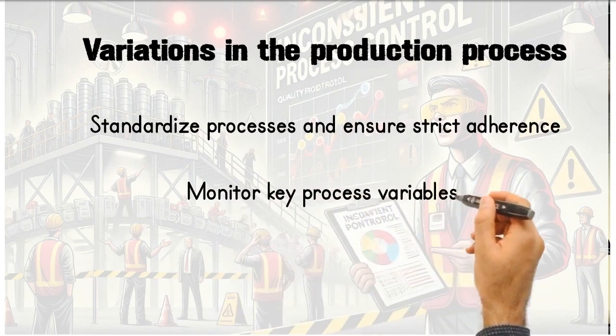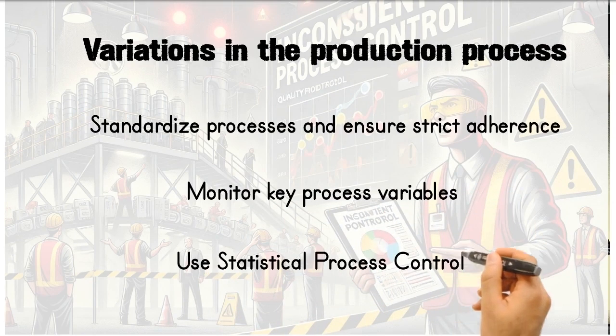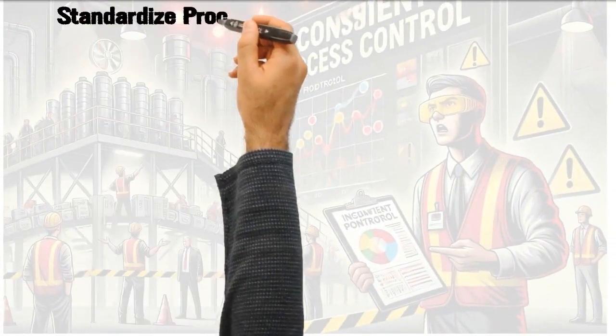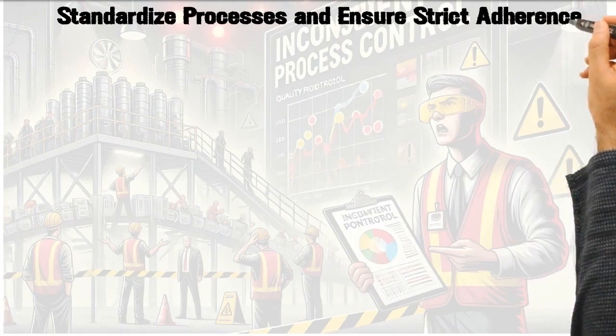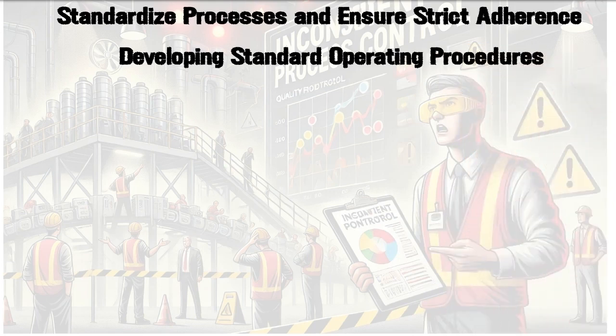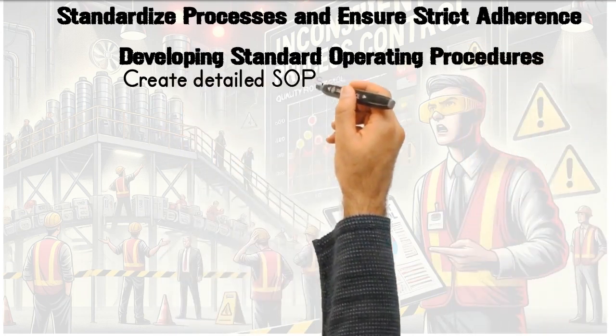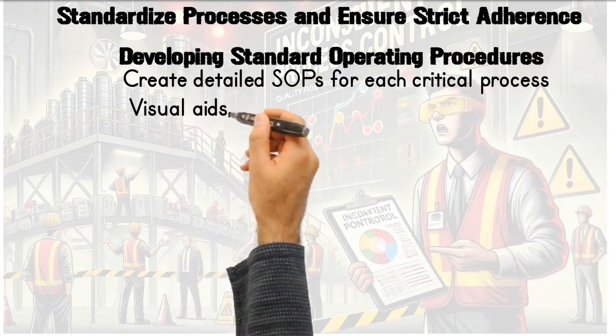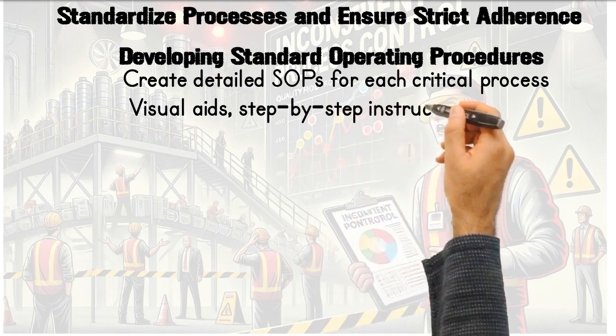The Preventing Quality Issues from Process Variations Implementation Guide will be explained next. The first best practice strategy is to standardize processes and ensure strict adherence by developing standard operating procedures, SOPs. Create detailed SOPs for each critical manufacturing process. Use visual aids, step-by-step instructions, and digital SOPs for clarity.